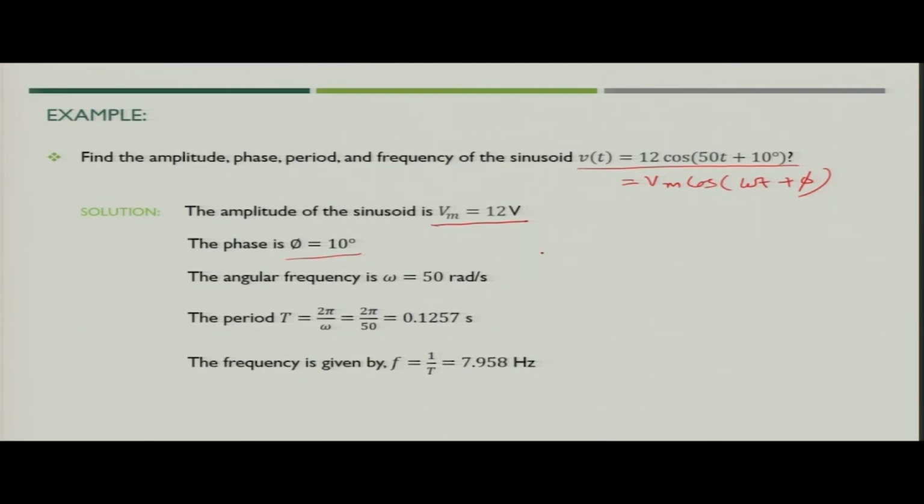Now, the angular frequency omega, you will get equal to 50 radians per second. The time period would be 2 pi by omega, which will become 0.1257 second, and the frequency will be the reciprocal of the time period, that is you will get 7.958 hertz.